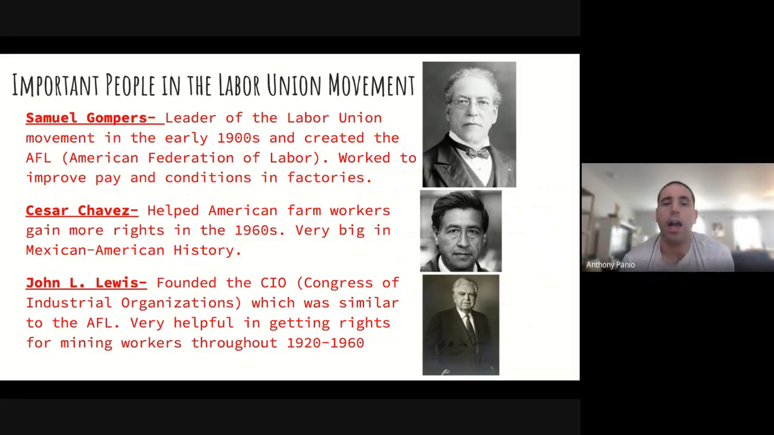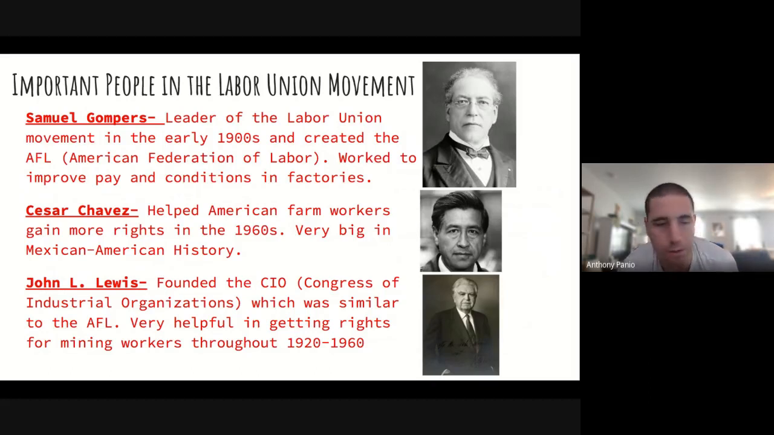All right. And then that leaves the last person, John L. Lewis, the most basic American name, John Lewis, but he founded what's known as the CIO, which is the Congress of Industrial Organization. Very, very similar to the AFL. He took over more for what Samuel Gompers was doing from 1920 to 1960.